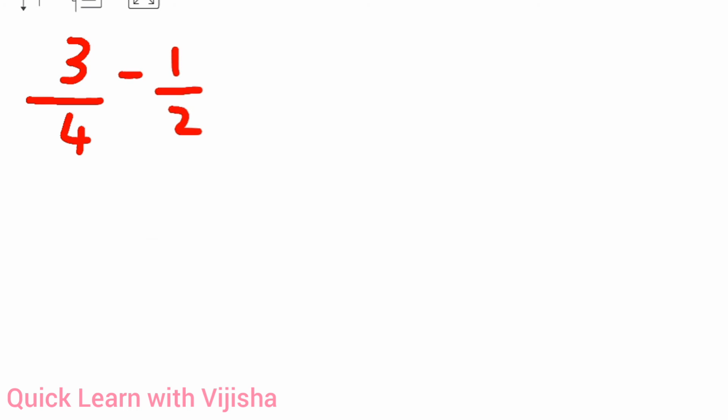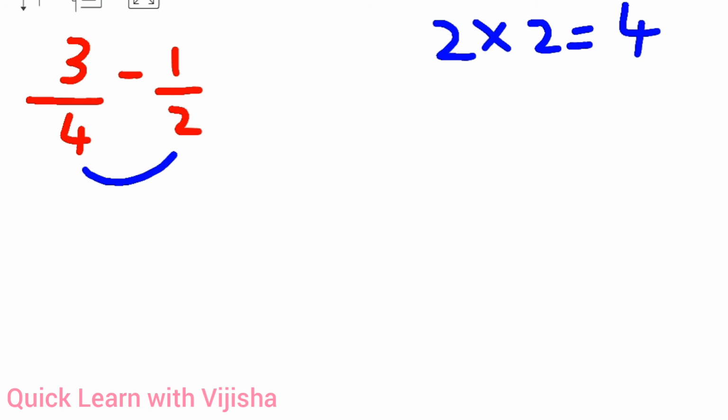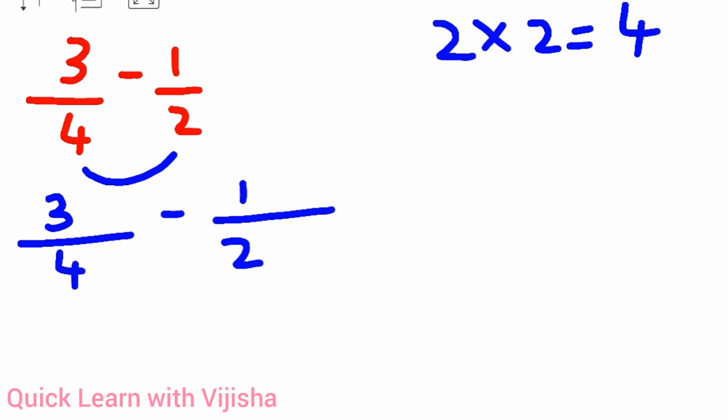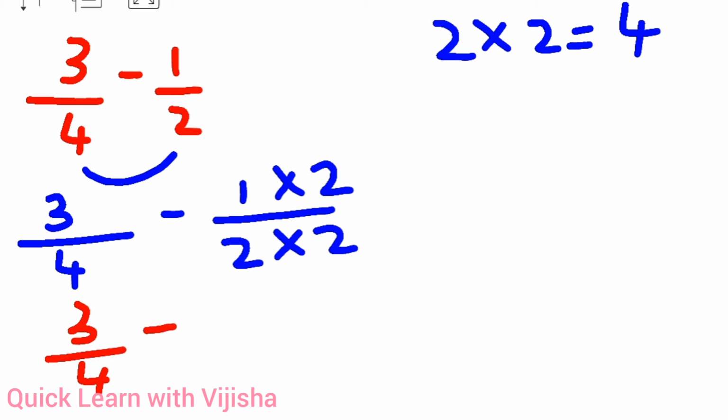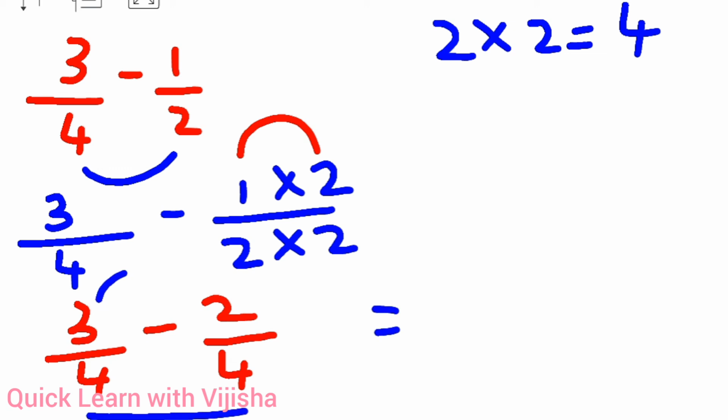So here also 2 and 4 have a combination. Fine. What is the combination in that? 2 twos will give you the answer as 4. So we will multiply only this side. We will write 3 upon 4 minus 1 upon 2. So we will multiply only this side with 2. Understanding, children? So 3 upon 4 minus 1 twos are 2 and 2 twos are 4. Now our denominators are same. So we will do the direct subtraction. 3 minus 2 will give you the answer as 1 and your denominator is 4.